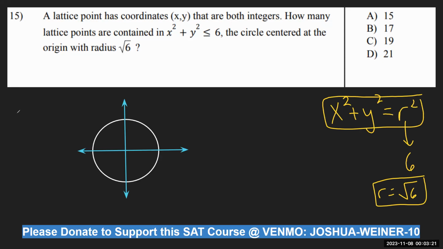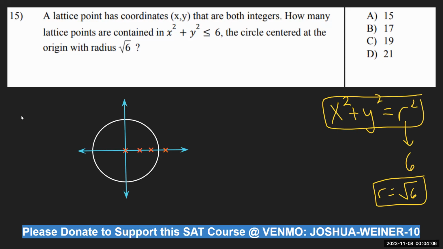Here's the deal. We can only pick lattice points that are less than the square root of 6, like 1 or 2. The square root of 5 is about 2.3. So the square root of 6 would be about 2.5. 2.5 times 2.5 is 6.25, so it's a little less than 2.5. So what I'm trying to say is that 1, 0 would work and 2, 0 would work. And let's do the math on those points.